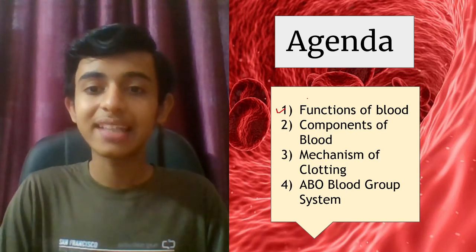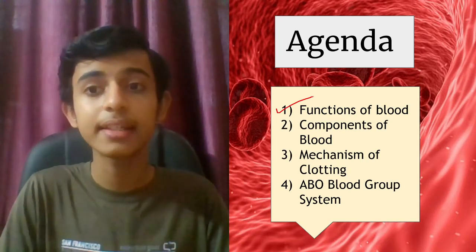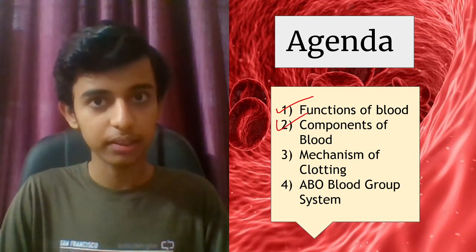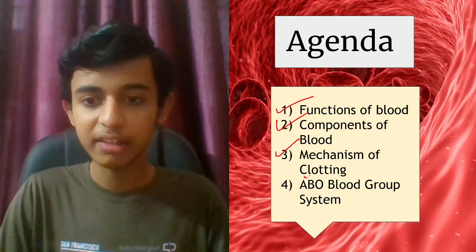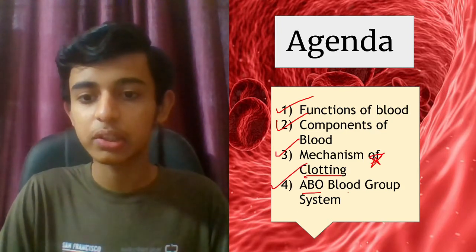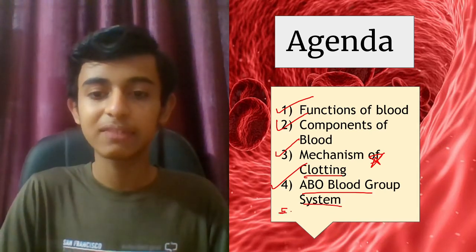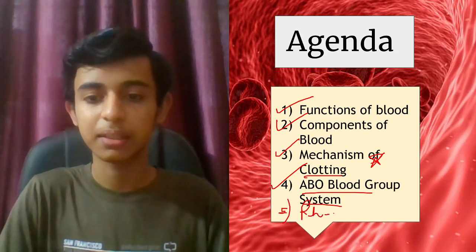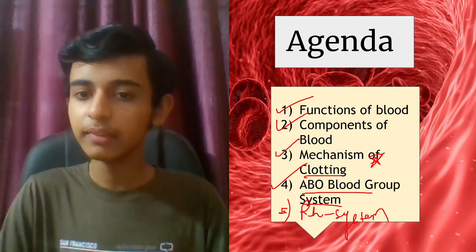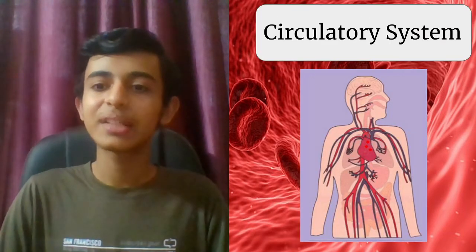Number one, we'll be understanding the functions of blood and its importance, that is, why the blood is even there and what its importance is. Then the components of blood. Mechanism of clotting, very important, that we'll be discussing, and the ABO blood group system. This is also very important: how do you get your blood group and how is it named. I forgot to mention, along with that we'll also be discussing the RH system. So without wasting any more time, let's get started.